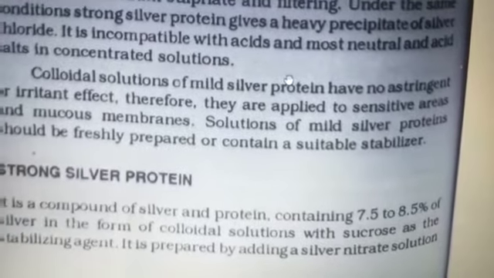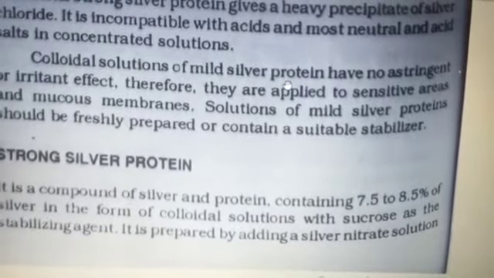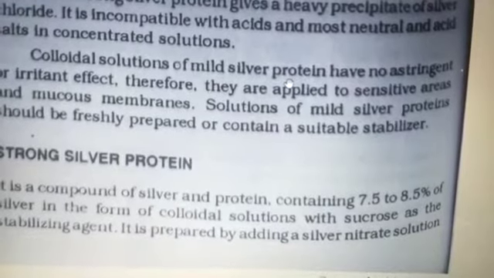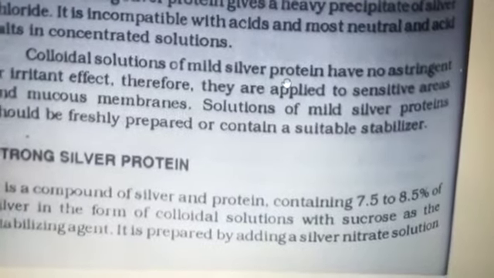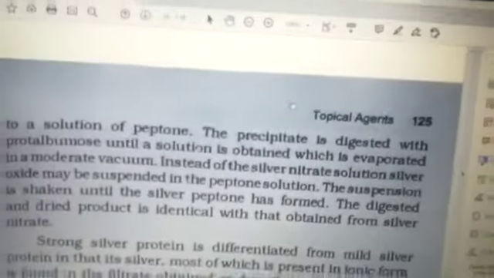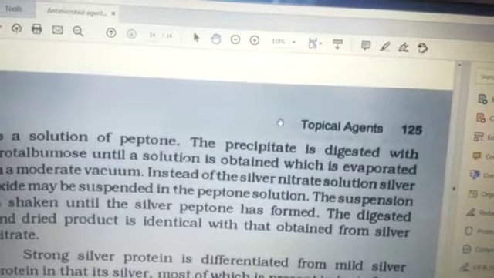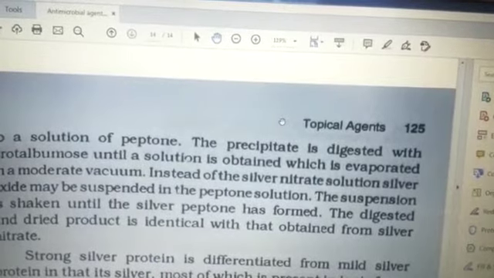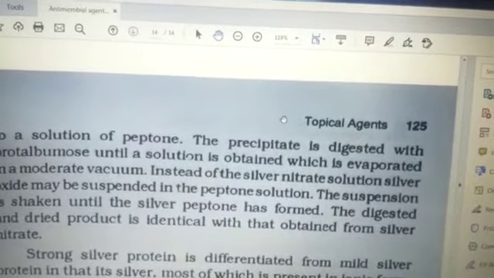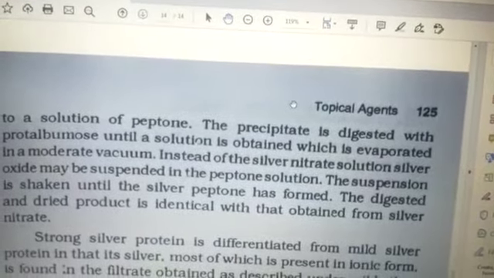Now the strong silver protein. It is a compound of silver and protein containing 7.5 to 8.5% of silver in the form of a colloidal solution with sucrose as the stabilizing agent. It is prepared by adding silver nitrate solution to a solution of peptone. The precipitate is digested with protalbumoses until a solution is obtained, which is evaporated in a moderate vacuum.